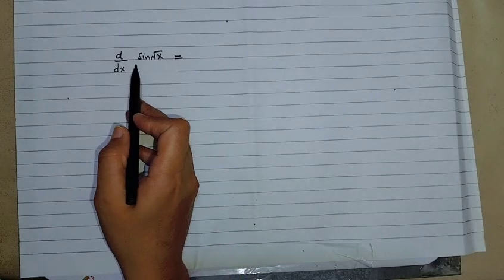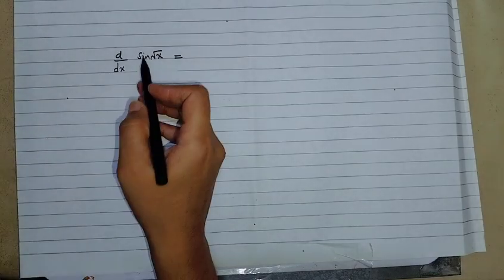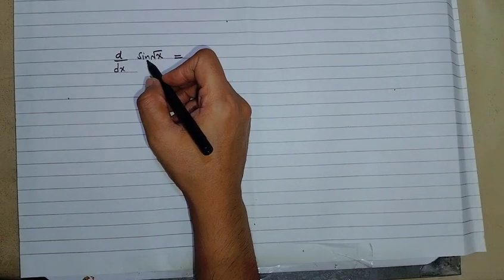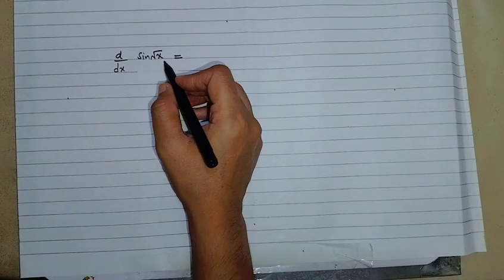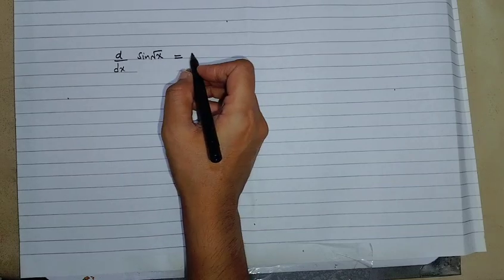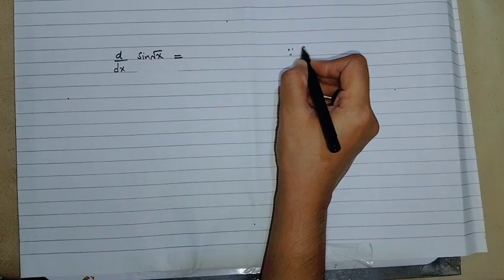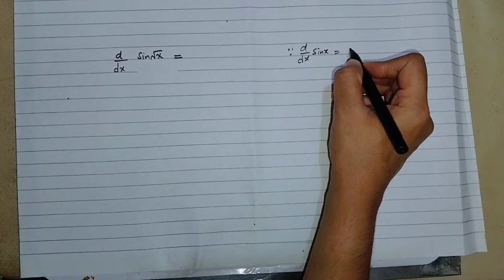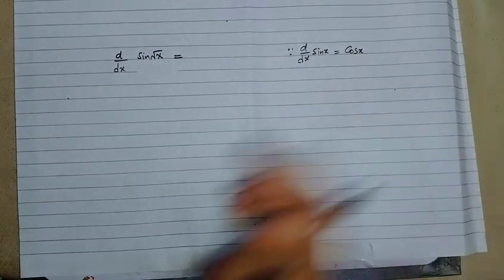In this video, we understand the concept of the derivative of sine of square root x, which is a trigonometric function with angle square root x. We're taking its derivative. You know the derivative of sine x is equal to cos x.